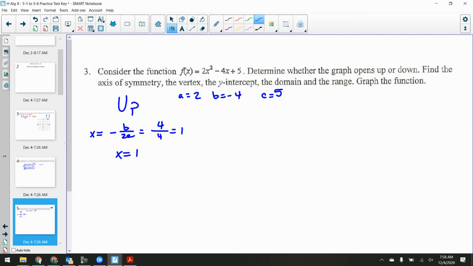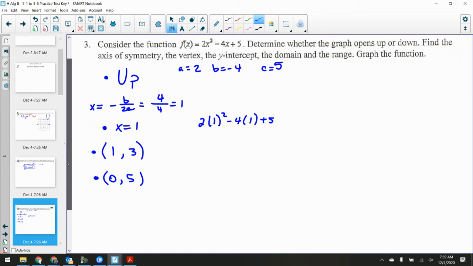All right, now to find my vertex. Remember that axis of symmetry is my x value of my vertex, and all I need to do now is just plug it in. So it becomes 2 times 1 squared minus 4 times 1 plus 5. So 2 minus 4 plus 5. 2 minus 4 is -2 plus 5 is 3. So I've got it, it's opened up, x equals 1, my vertex is here. Find the y-intercept, the easiest of the values, just C, 0, 5.